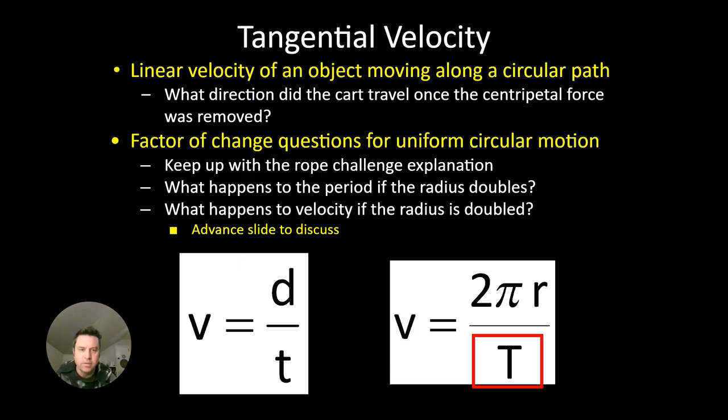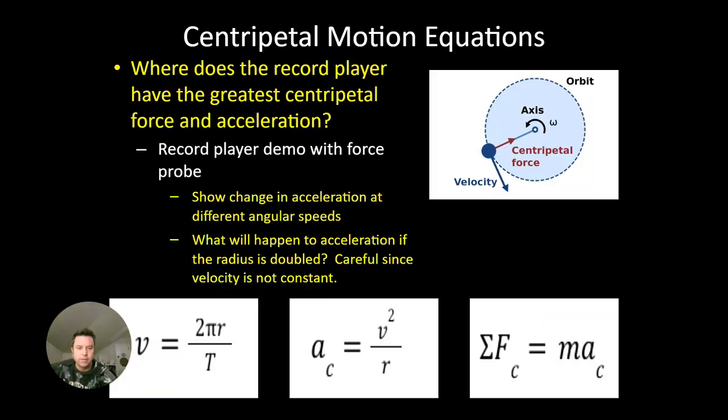What happens to the velocity if the radius is doubled? Now here, let's just say the period stays the same, and I increase the radius. This one's a little more straightforward. I don't have to rearrange the equation at all. Then the 2 and the pi don't matter. They get canceled out by themselves. So what happens to the velocity? It would also double.